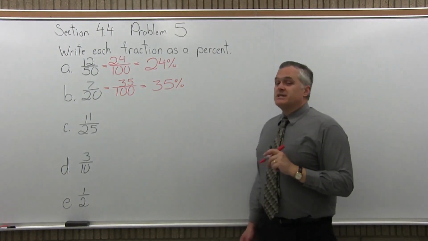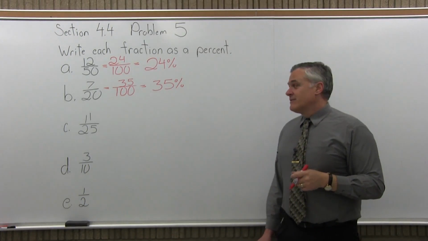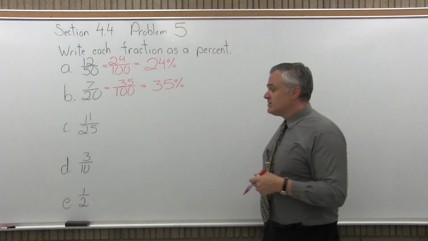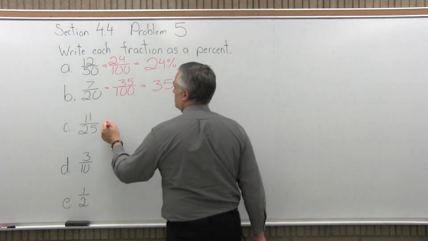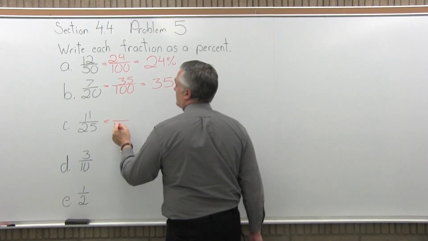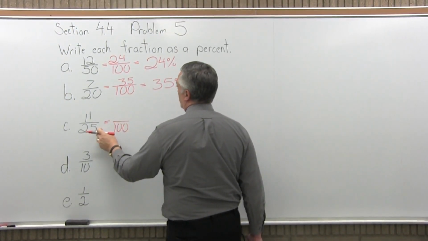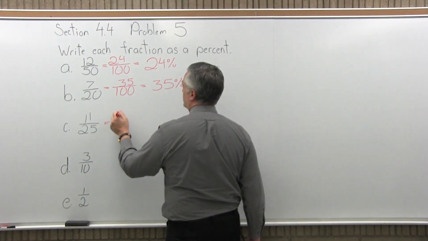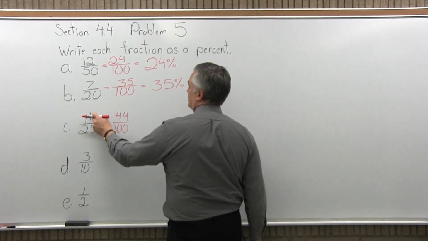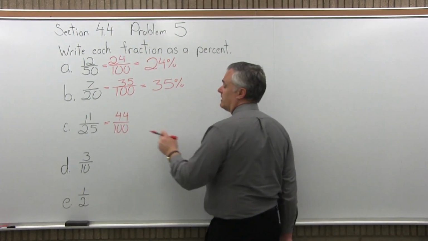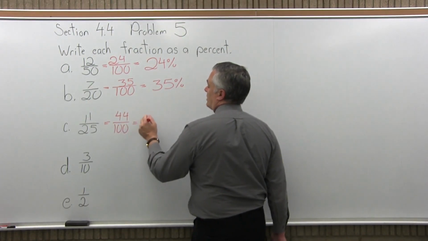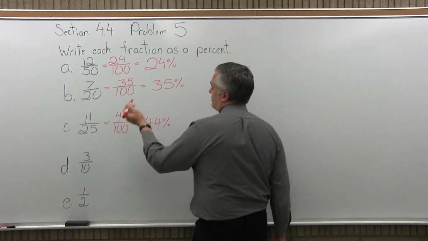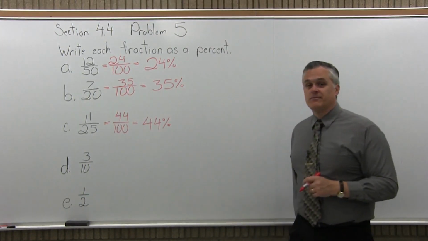The next one, part C, I have 11 over 25. Can I convert that denominator of 25 into 100 easily? Absolutely. Multiply it times 4. So 25 times 4 is 100, and if I multiply the denominator times 4, I must multiply the numerator times 4 also. The numerator is 11, so 11 times 4 is 44. Now that the denominator is 100, I know that the percent is whatever the numerator is, so 44%.